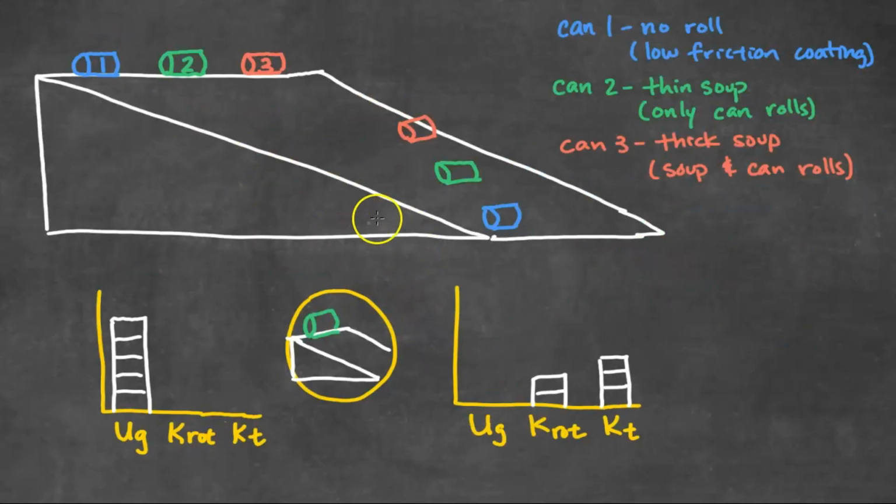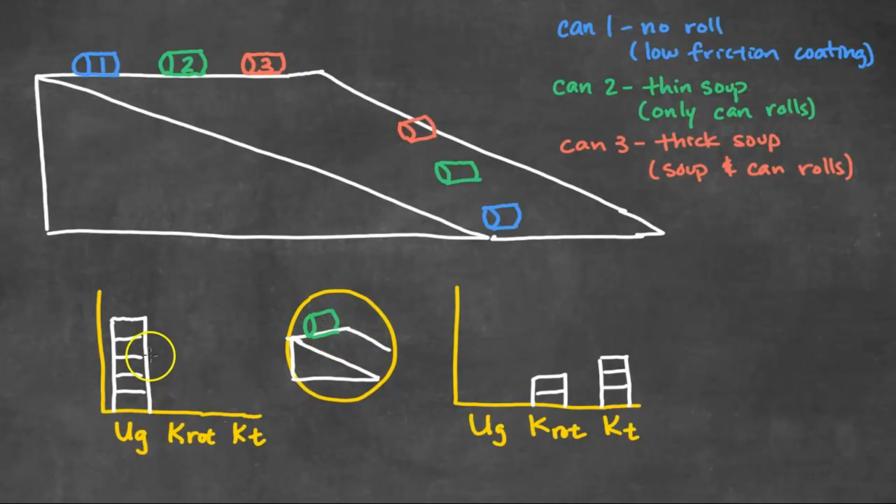Let's see how we can illustrate this race on an LOL energy bar graph. So on the left-hand side is the initial energy, and then on the right-hand side is the final energy, and the middle here is our system. So our system is the can, the ramp, and also the Earth. In order to have gravitational potential energy, the Earth needs to be part of that system.